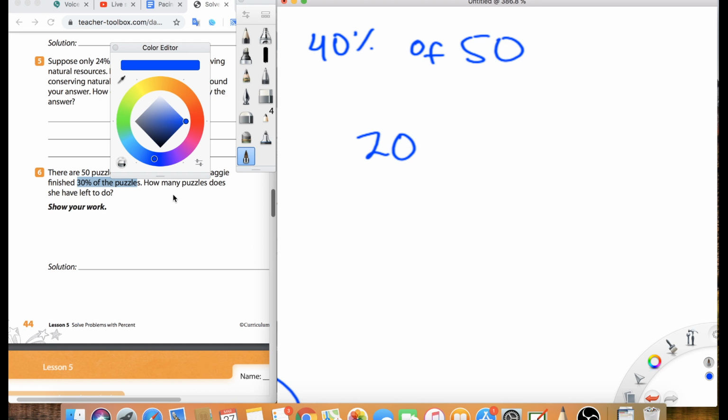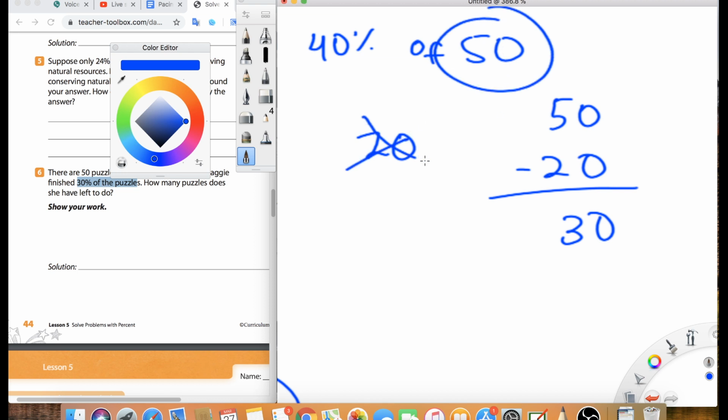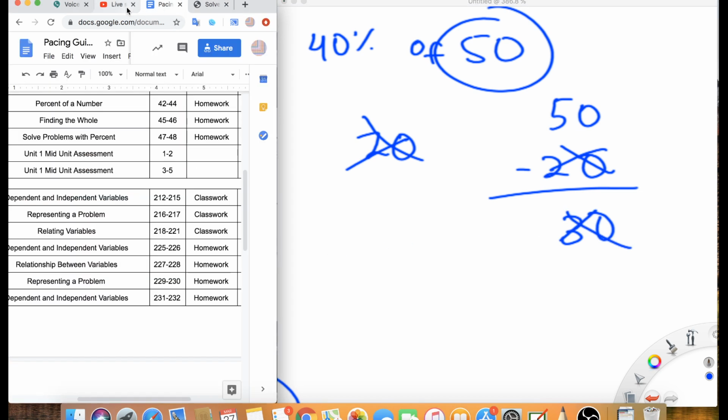But it's asking how many puzzles does she have left to do? If she has 50 and she only finished 40% in my made-up problem, which is 20, that means she has 30 left to do. You have to do your work like this, but instead of 40%, yours is going to be 30%. The 50 is the same. It's just that this won't be the same, and this won't be the same, and this won't be the same. That's it for day 10.